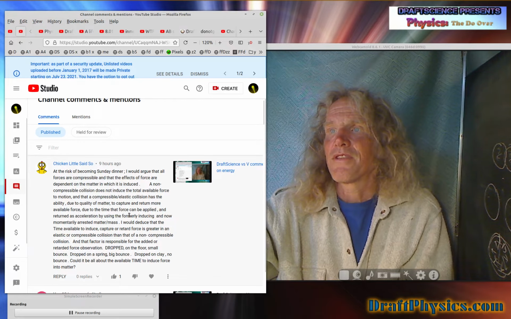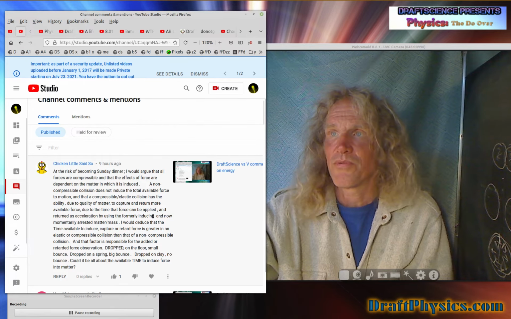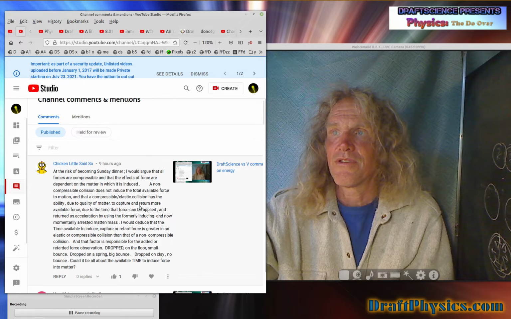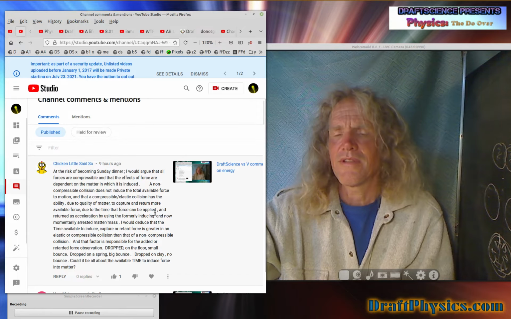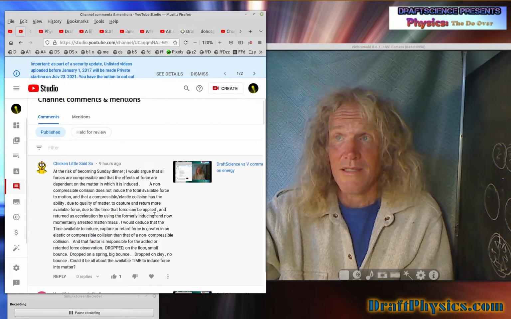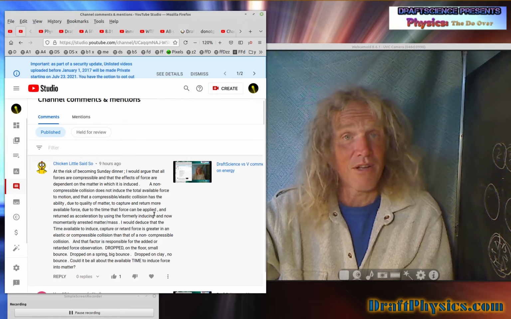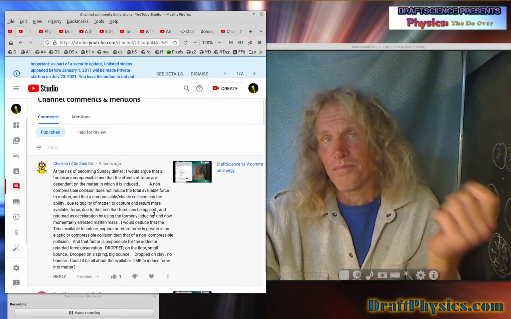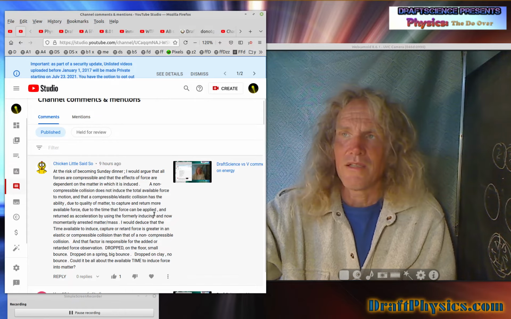Due to the time that the force can be applied. All right, so this is where, who knows where it's going. All right, to capture and return more available force due to the time that the force can be applied. So again, more implication that this stuff doesn't happen very quickly inside of the objects. That the force is actually moving very quickly. The force that matters, that is the pressure between the electrons, moves extremely quickly.